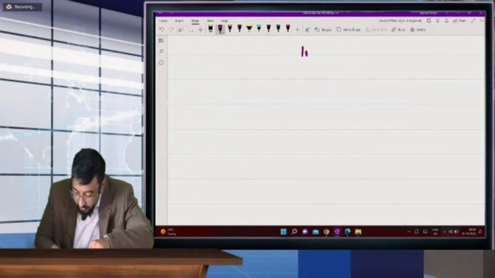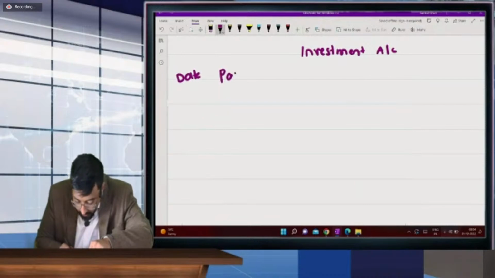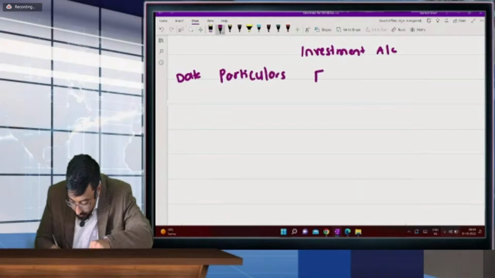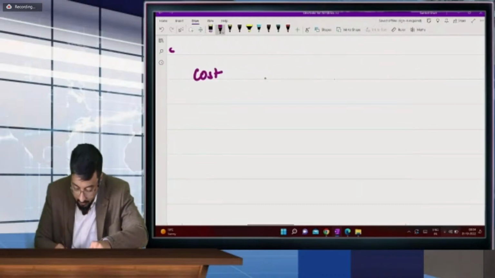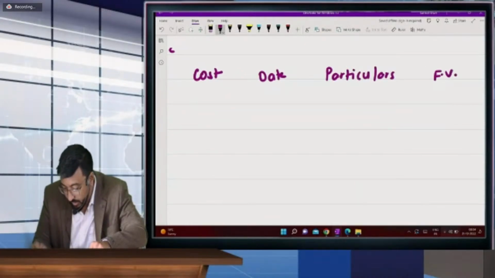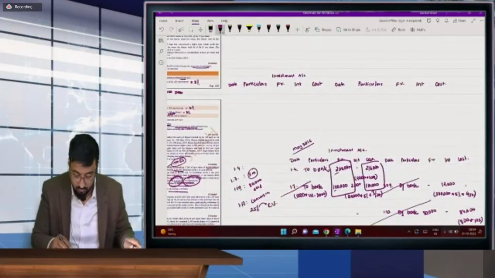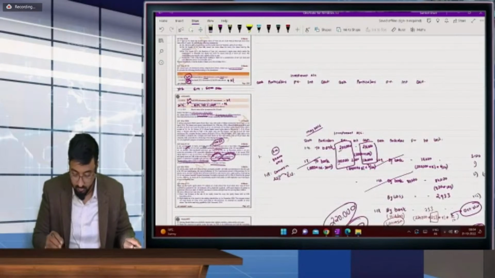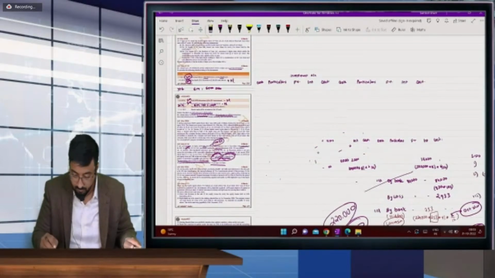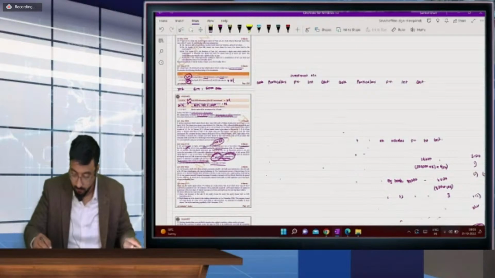Write down. Investment account, date, particulars, face value, interest, cost, date, particulars, face value, interest, cost. Draw fast, draw fast.